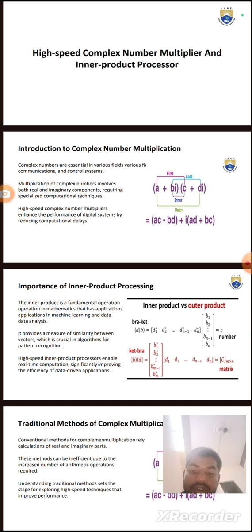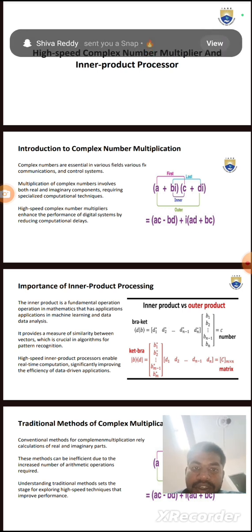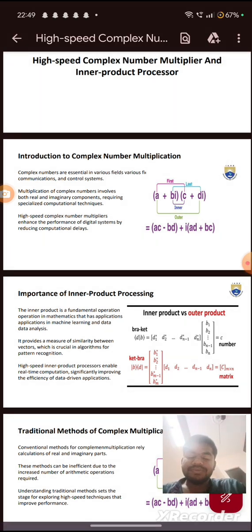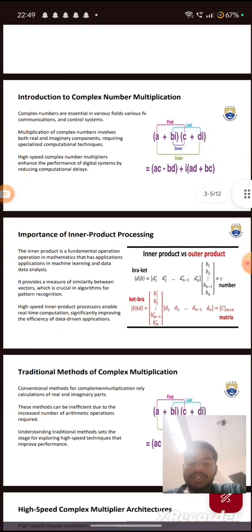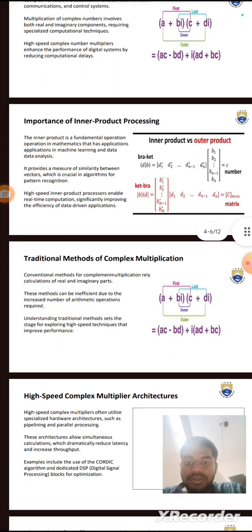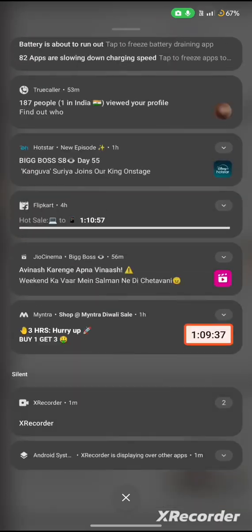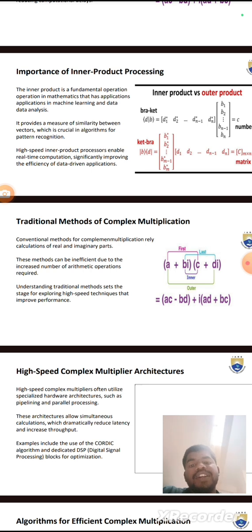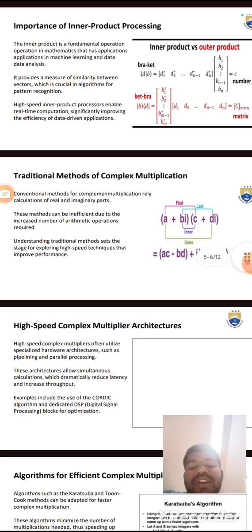The inner product is a fundamental operation in mathematics that has applications in machine learning and data analysis. It provides a measure of the similarity between vectors, which is crucial for algorithms for pattern recognition. High-speed inner product processors enable real-time computation, improving the efficiency of data-driven applications.